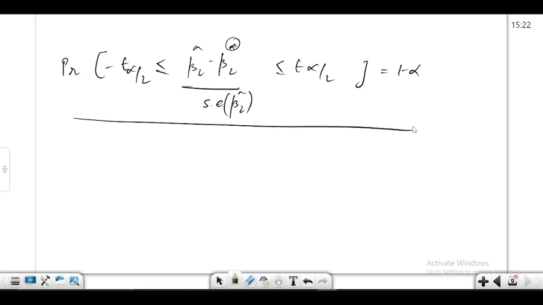So if I'm taking alpha equal to 0.05, it means that I am 95% sure, or the probability of beta 2 hat lying in a certain range around the beta 2 value, which is equal to 0.5, is 95%. So out of 100 samples, 95 times the beta 2 hat value will lie in a specified range around beta 2. Okay.